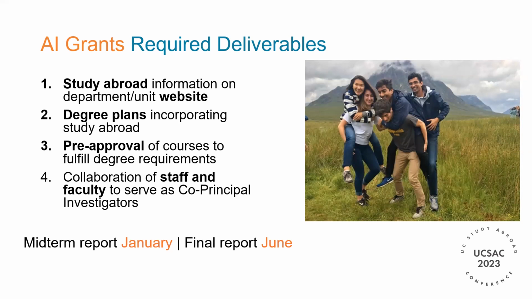The second requirement is degree plans incorporating study abroad. So these are 2- and 4-year study plans that outline when to take major requirements and when to incorporate a study abroad term or year while staying on track for graduation. They can indicate course requirements to fulfill while abroad and courses to take before and after, helping students to academically prepare for their study abroad experience. These plans are also typically made available on the department study abroad webpage.